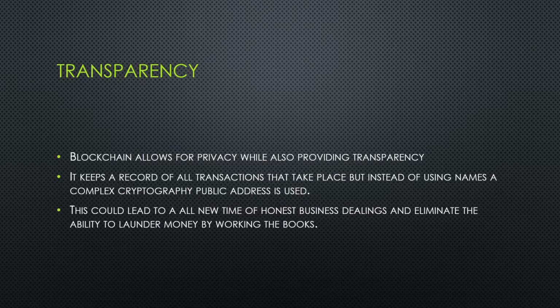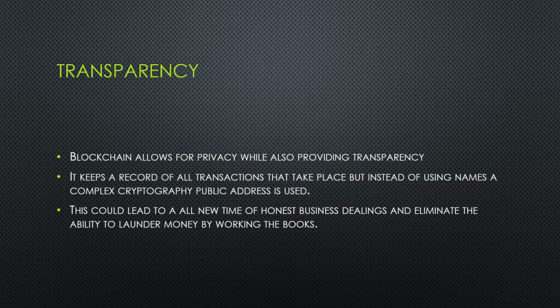Pillar number two is transparency. And so transparency for blockchain is an interesting subject because some say that blockchain provides security while others are saying transparency. And so both are. Security is that people are saying that because names aren't used, so you won't see Bob bought X of something from James, but you'll see that instead of names, there are public addresses that are assigned through a complex cryptography algorithm.